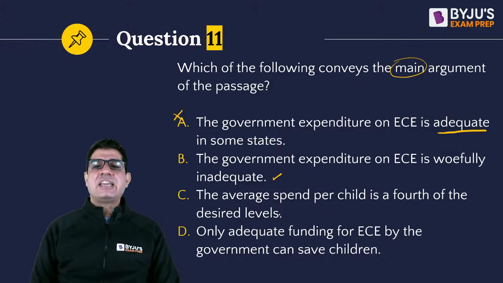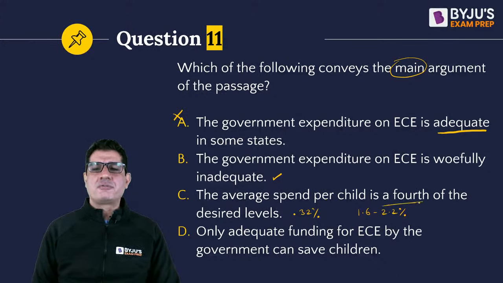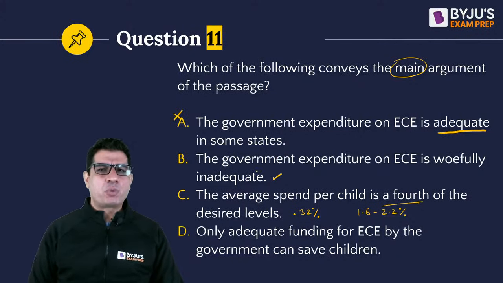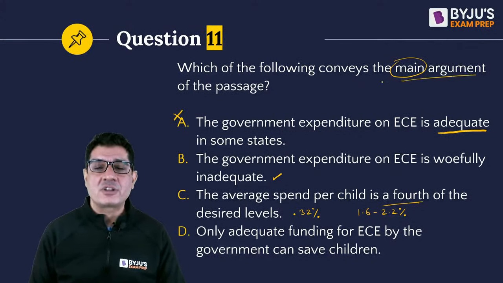Yes. The average spend per child is a fourth of the desired level. How do we know that? We know that we are spending 0.32% of the GDP, and they're saying that it should be 1.6 to 2.2%. One fourth of it, if you take an average, is going to be a little more than 0.4%. So are we spending a fourth? That's point number 1. We are actually spending less than a fourth. Point number 2 is we are being asked for the main argument.